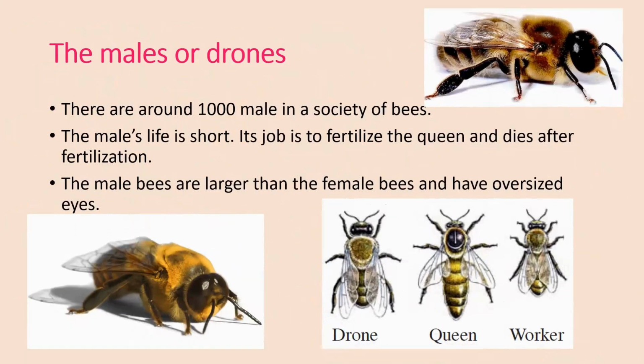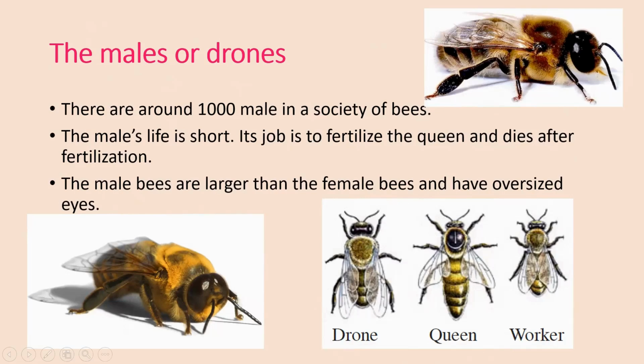The second category is the males or the drones. There are around 1,000 males in a society of bees. The male's life is short. Its job is to fertilize the queen, and it dies after fertilization. The male bees are larger than the female bees and have oversized eyes, as you see here in this picture. So the males or the drones have oversized eyes.